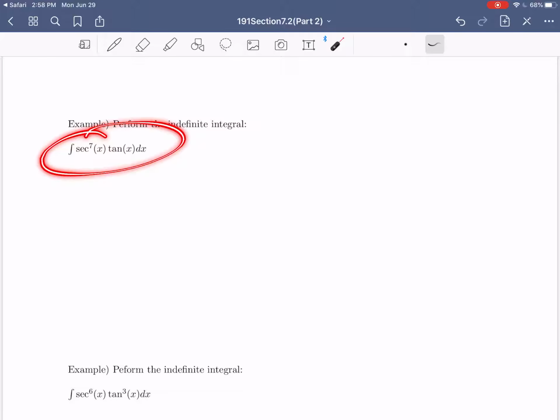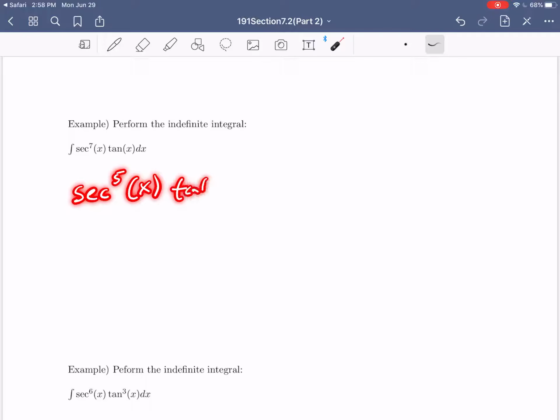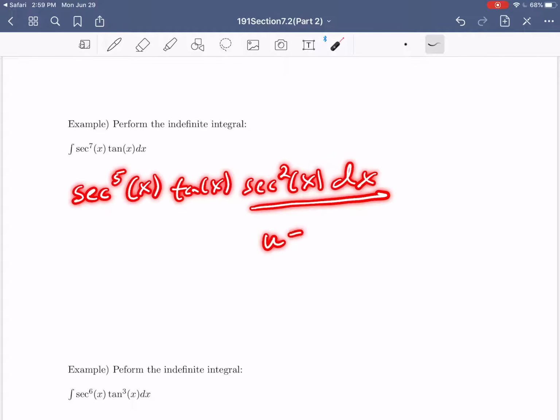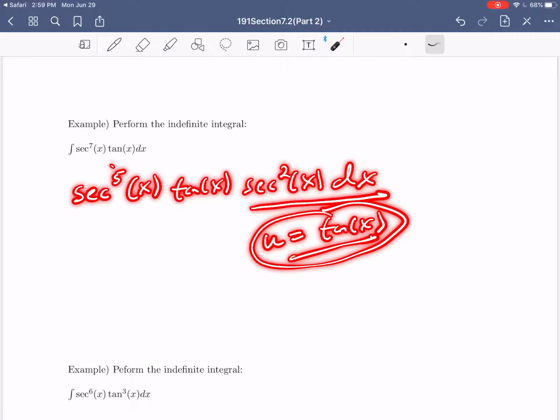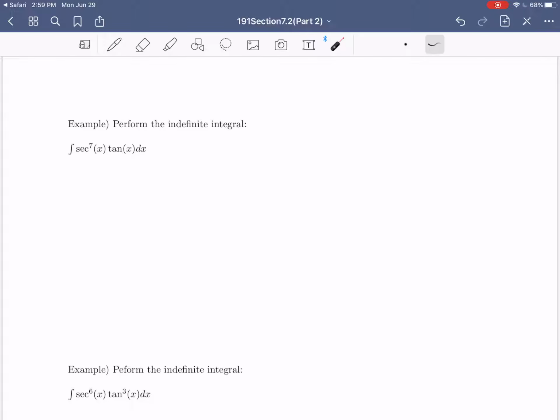So for this next one, we want to try to integrate secant to the 7th x tangent x dx. Notice this time, it would not be a great idea to try to save a secant squared. If we pull out a secant squared, then this would become secant to the 5th x tan x secant squared x dx. This would be good if we could do u equals tan x, but we'd have to convert this guy into tangent, which is not going to be doable because it's an odd exponent. And remember, you can only convert these in squares, because that's how the Pythagorean identities work. So saving a secant squared is probably not a great idea here.